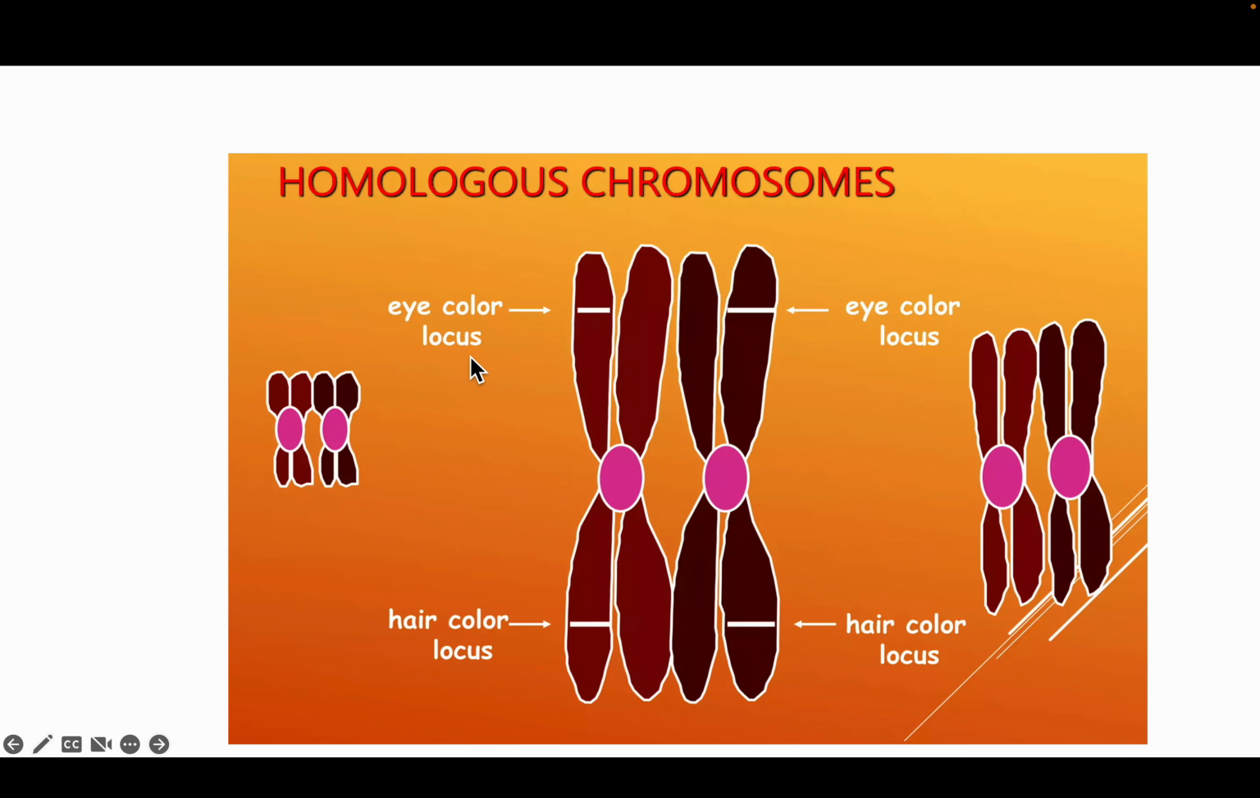This is a homologous chromosome pair, with the eye color locus. These two chromosomes are the same in function and in the location of the genes, but one comes from the maternal side and one from the paternal side.